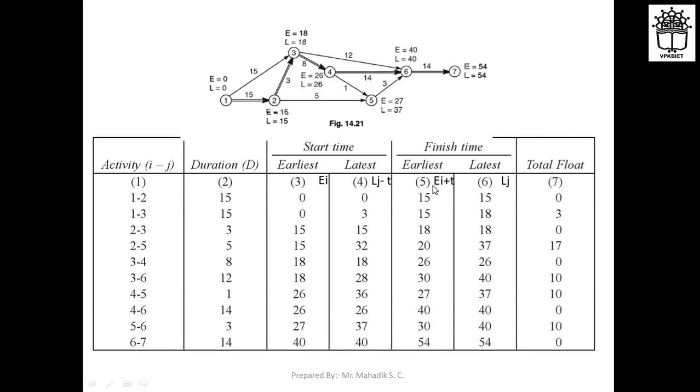Same here, for earliest finish time, you can use this formula, EI plus T. EI is a known value, T is this one column, second column. So you can take EI plus T. So just make the additions of these two, you can write this column, right? Then let us see how to calculate the float. Float is nothing but what? This column difference, that is 6 minus 5 or 4 minus 3, like that. Okay, so this will give us the float.